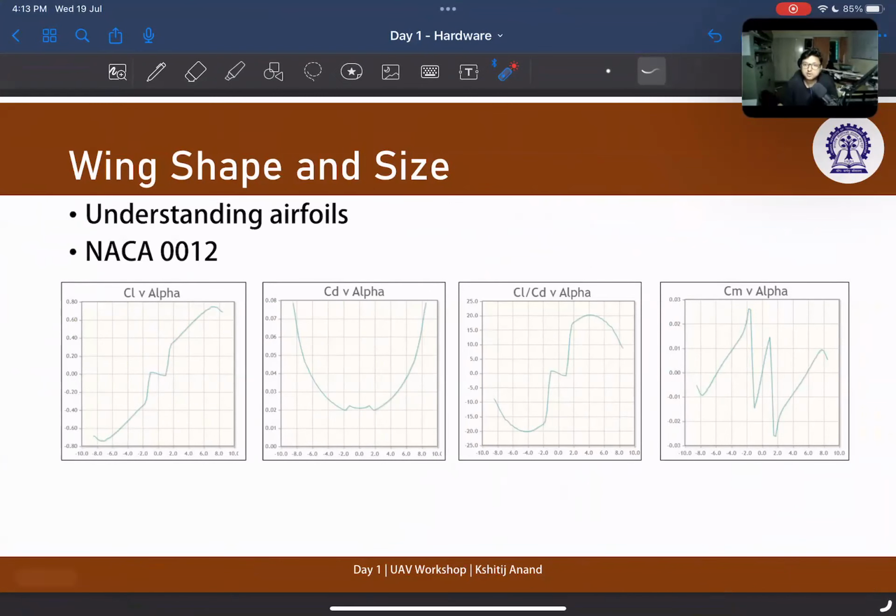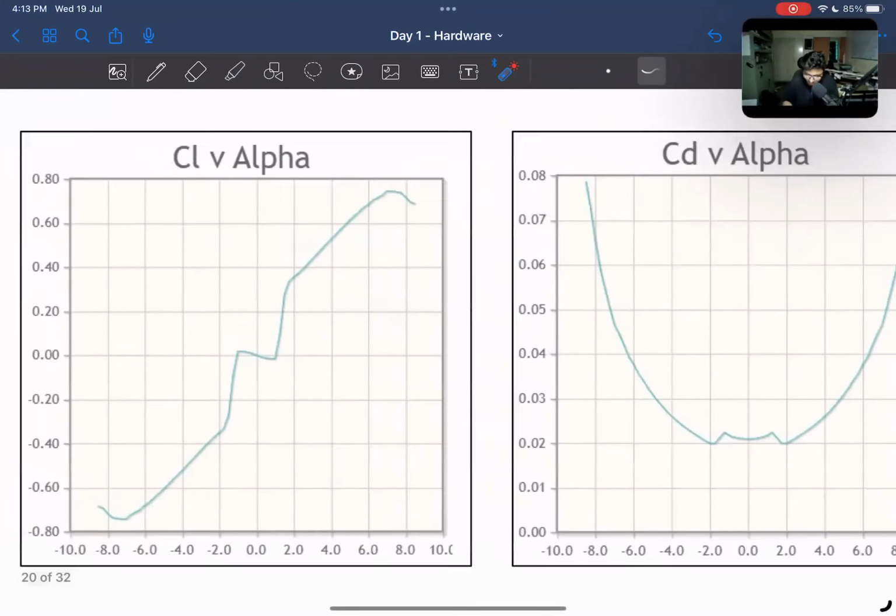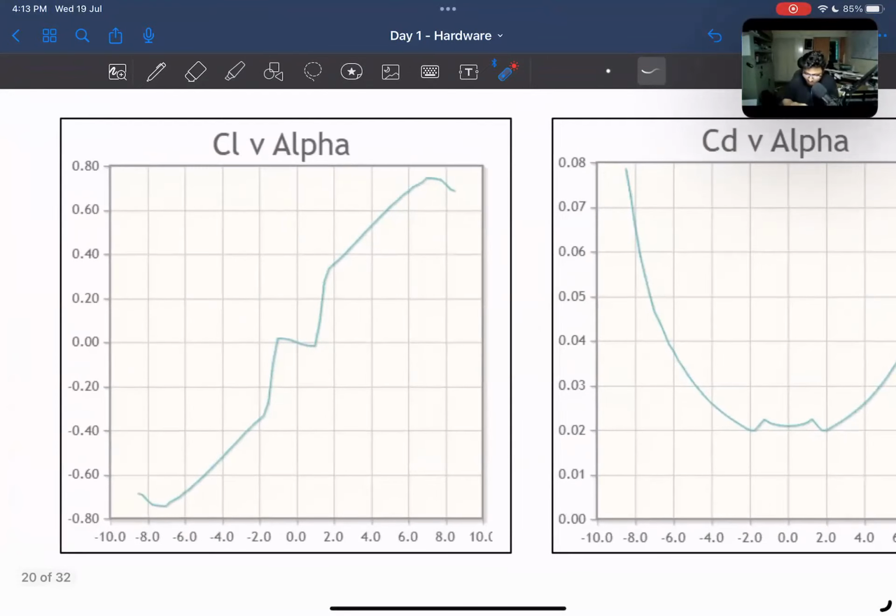That we talk about wing shape and size. So we are understanding airfoils. So how do you interpret all of this lift and drag coefficient data? Let's focus on every curve one by one. This alpha is the angle of attack. If you have forgotten, I'll just review that slide because a lot of you are not from the aerospace background. So this angle is alpha, right?